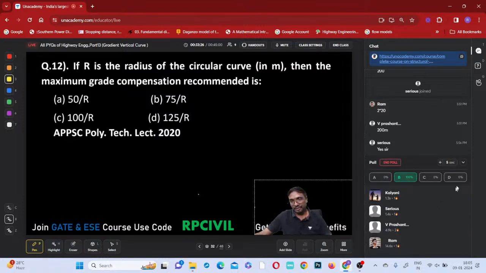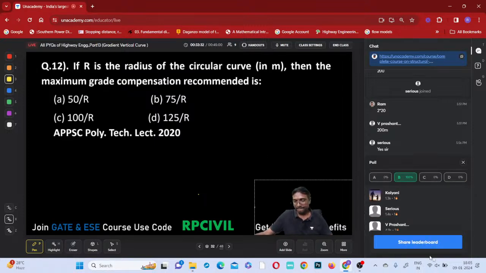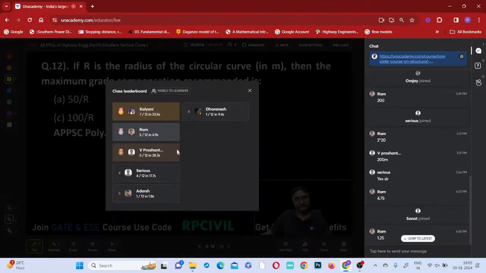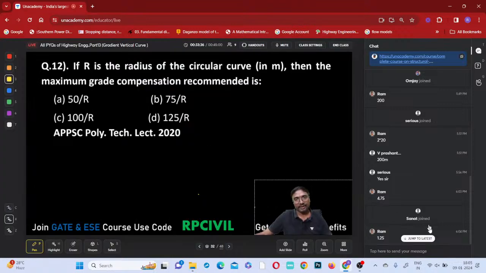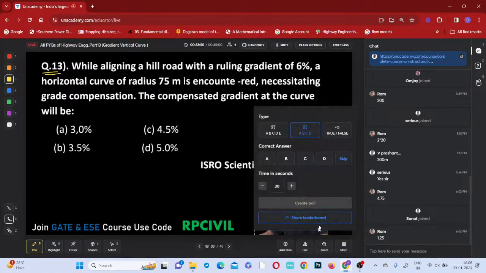Kalyani, Prashant Ram answered correctly. This is the leaderboard. If R is the radius of the circular curve in meters, then the maximum grade compensation is 75 by R only. Either it is 30 plus R by R or 75 by R, whichever is present, you have to select according to that. Now select the answer.